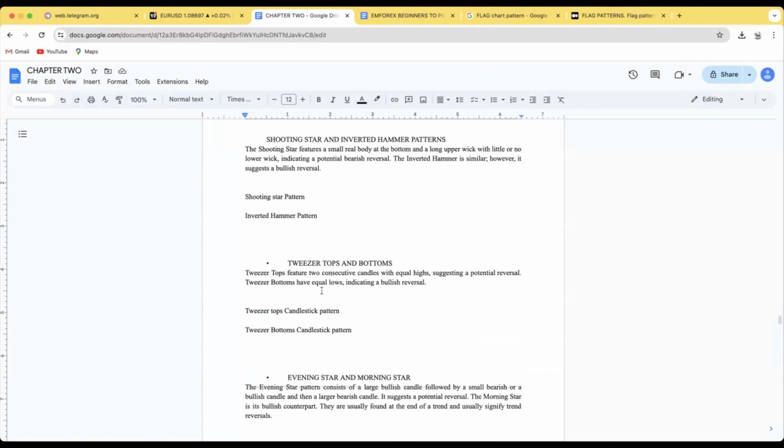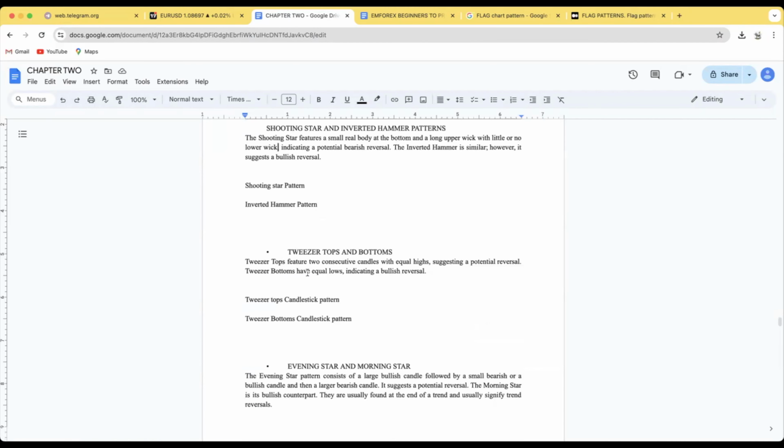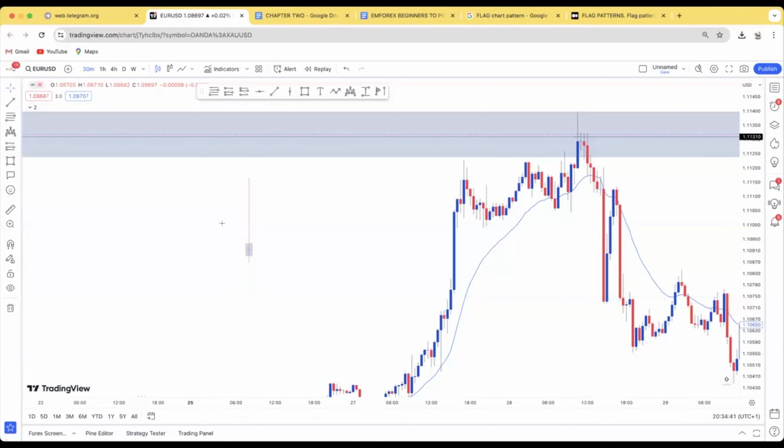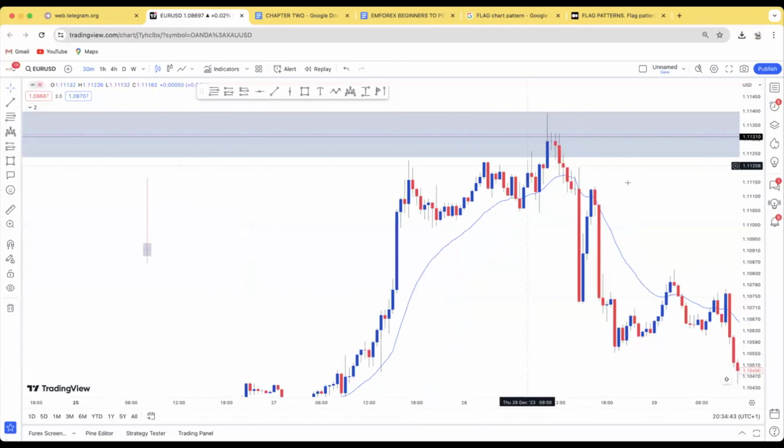So, tweezer top and tweezer bottom. Tweezer top features two consecutive candlesticks with equal highs, suggesting a potential reversal. Tweezer bottom has equal lows, indicating a bullish reversal. So that is the psychology behind it: it consists of two consecutive candles with equal highs. Let's see candles with equal highs. You can see them here.